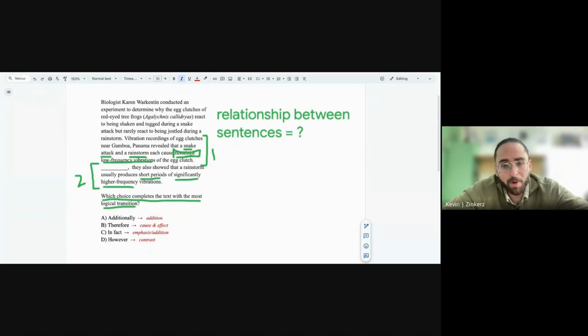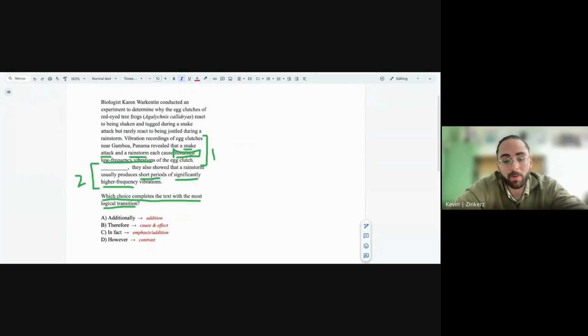That becomes confirmed when it says that those rainstorms over a short period produced higher frequency vibrations. Higher frequency obviously being the opposite of lower frequency. So clearly, that means that we have a case of contrast between these two sentences. So I can go ahead and label the relationship between these two sentences as contrast.